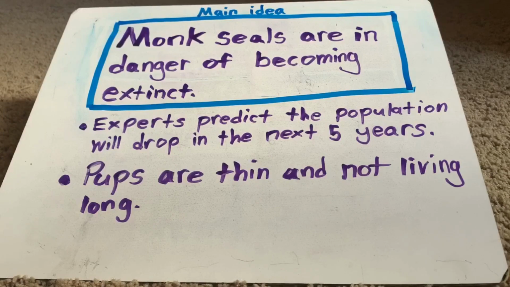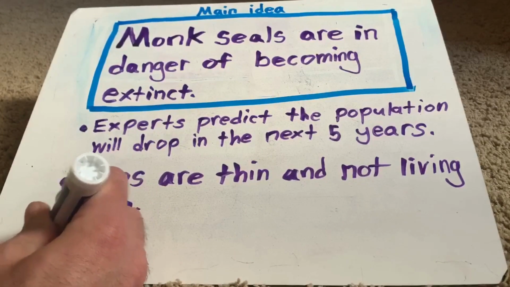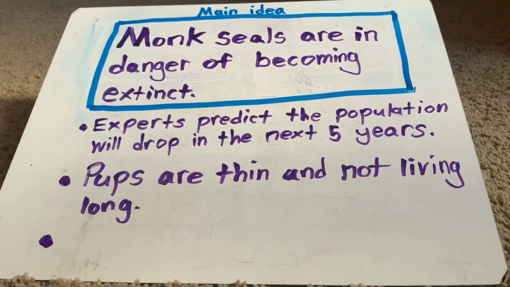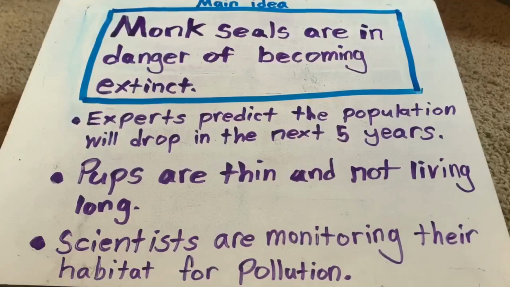Now I'm going to think about a final supporting detail. I'm going to check the text. If I look at the text, I see that scientists are monitoring the monk seal's habitat, the place that they live, for pollution. That definitely supports the idea that they are in danger of becoming extinct. So I'm going to write that down. I've just put down my final supporting detail, which is that scientists are monitoring their habitat for pollution. Now I'm going to look at my text and double check, and it looks like I've gotten all the supporting details down that support my main idea.